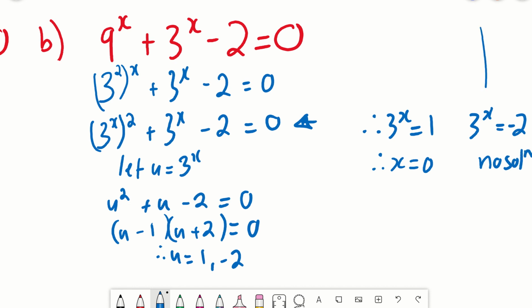The reason is, think about the graph. 3 to the power of x, I know that that looks something like this, because it's positive and it goes that way. There is no solution for any negative values. So that's why whenever you have an exponent and it's equal to a negative number, there's no solution. So the only answer to that question is 0.